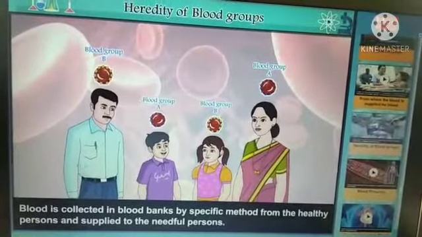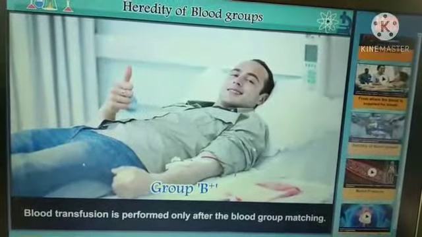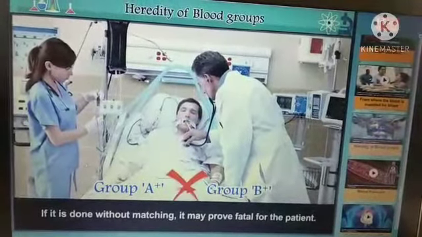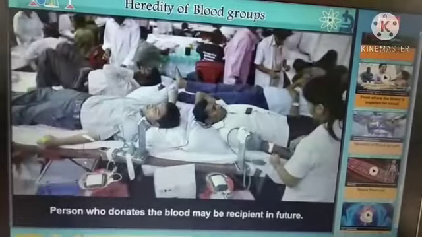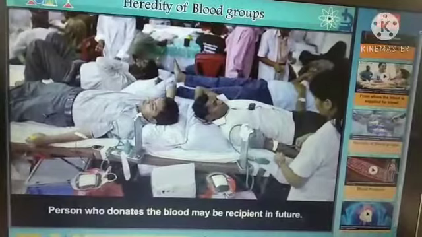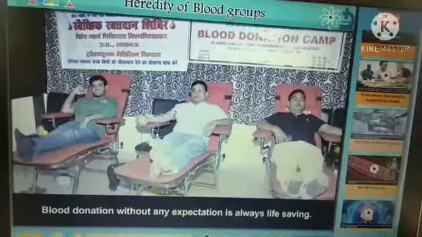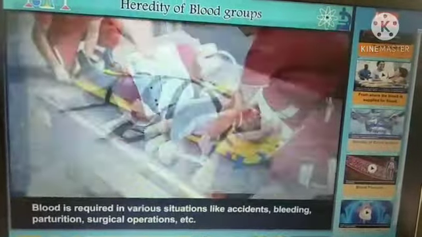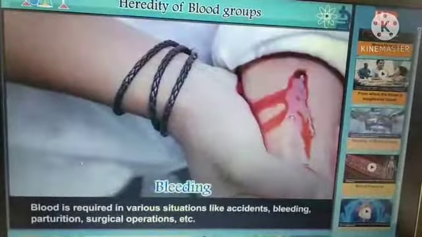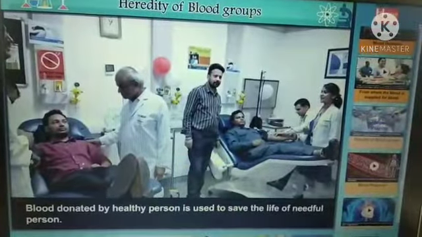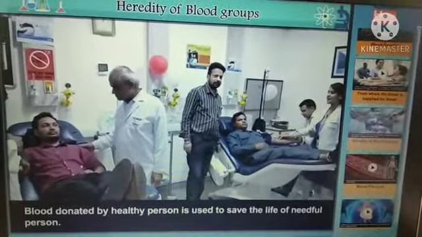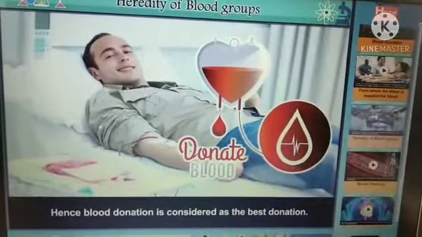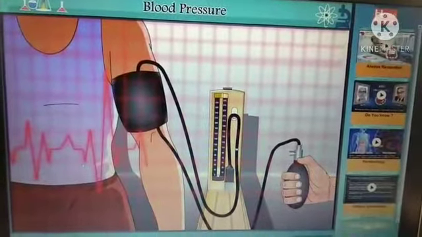Blood is collected in blood banks by specific methods from healthy persons and supplied to the needy person. If it is done without matching, it may prove fatal for the patient. A person who donates blood may be a recipient in future. Blood donation without any expectation is always life-saving. Blood is required in various situations like accidents, bleeding, surgical operations. Blood donated by a healthy person is to save the life of a needy person. Hence, blood donation is considered the best donation.